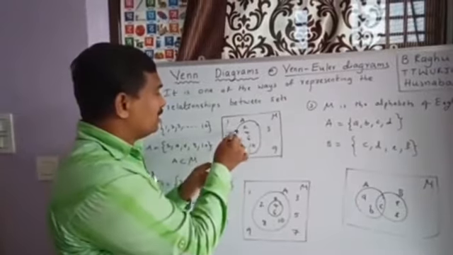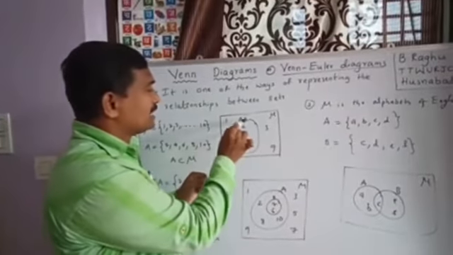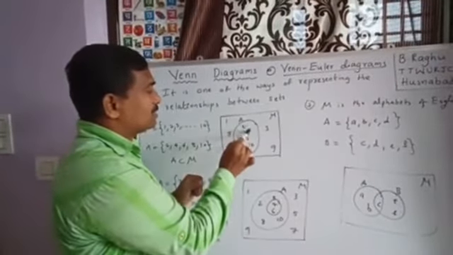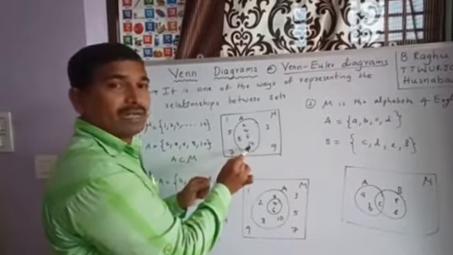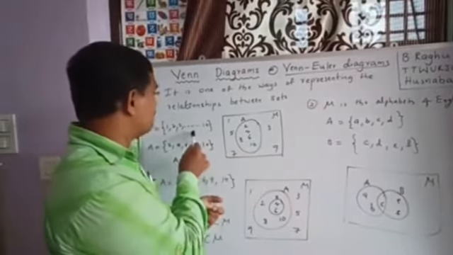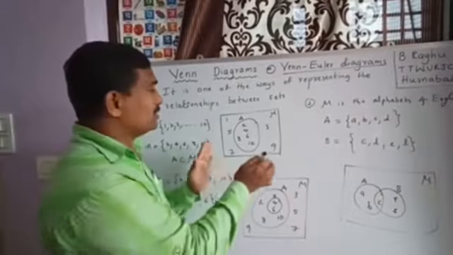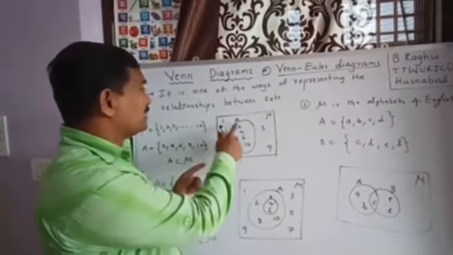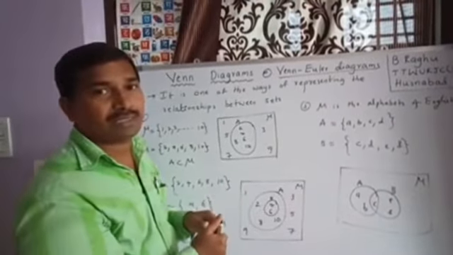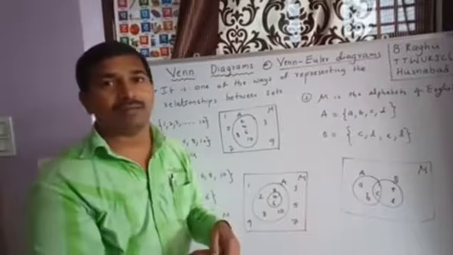So this is the circle. This circle represents set A. Set A contains 2, 4, 6, 8, 10. Now what are the remaining elements of the universal set? 1, 3, 5, 7, 9. This shows A is a subset of the universal set. It is a Venn diagram.